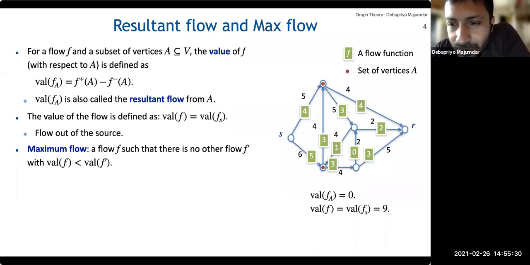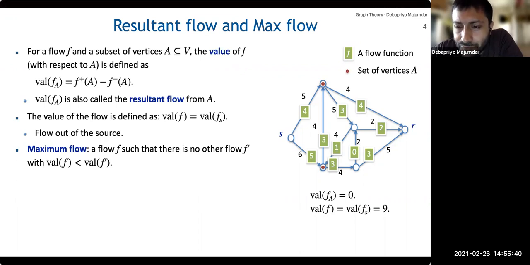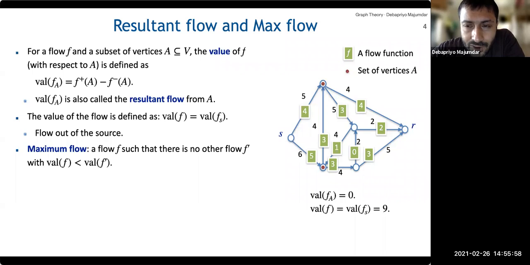Do you also see something more here? The value of this set A was 0. Is it necessary that it has to be 0? Okay, so let's see.